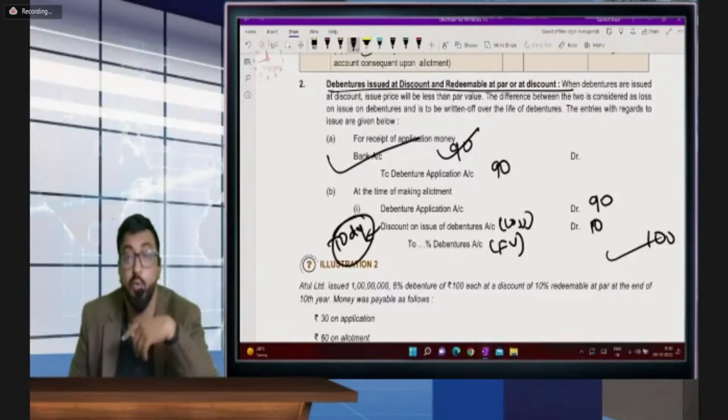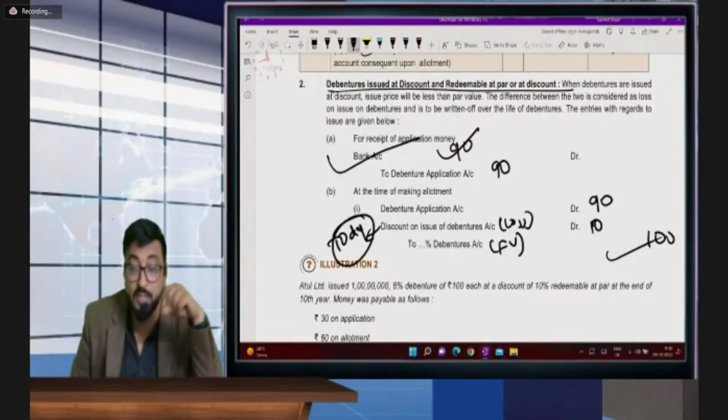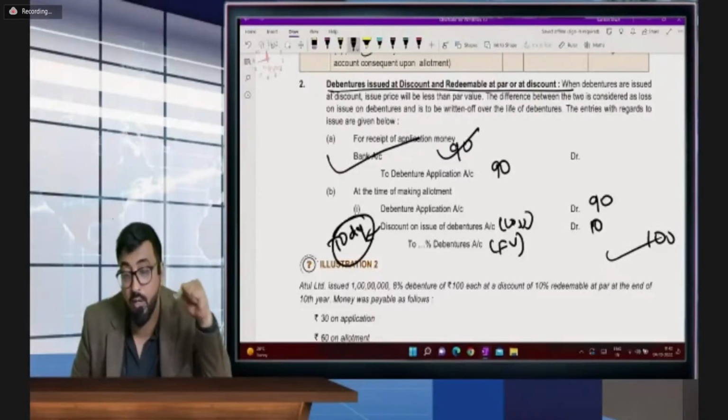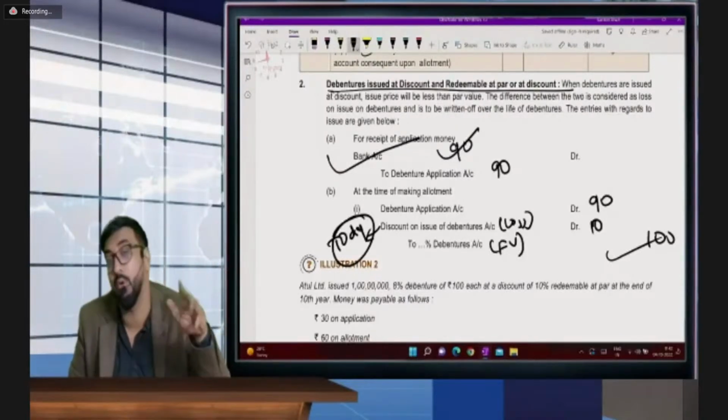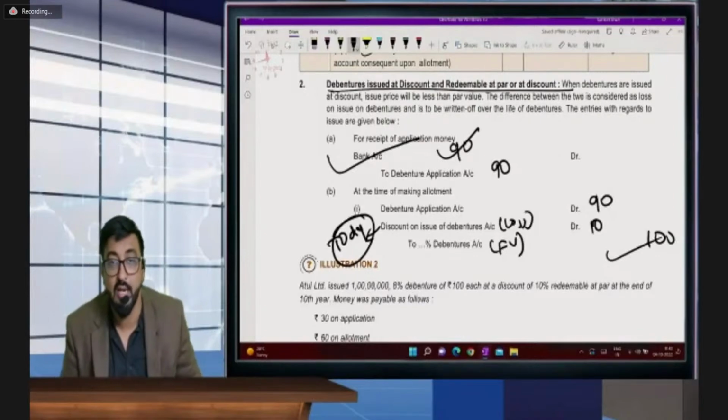Today itself you will record this loss as per the prudence concept. Don't wait for the future. आपको expenses आज ही record करना है. Loss you have to book it today only. Loss को आज ही book करना है. So the entry is very easy.